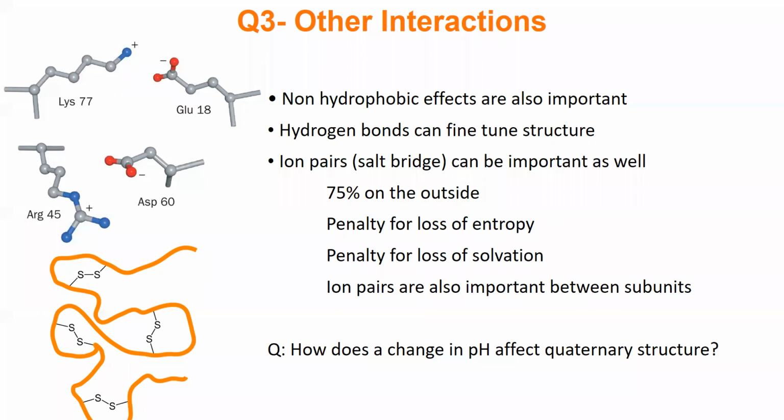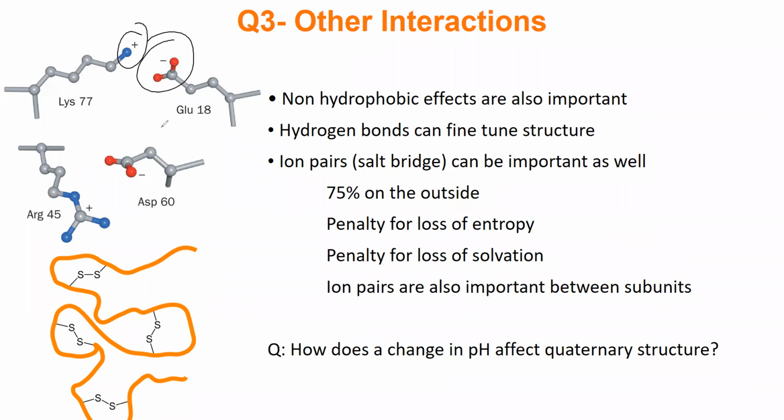You have what are called salt bridges. And if you see the word salt bridge, all that is saying is that a positive and negative group are coming together and interacting. So that is a salt bridge. They're important for holding parts of the protein together as well. They're usually on the outside of the protein, but not always. They can be on the inside.